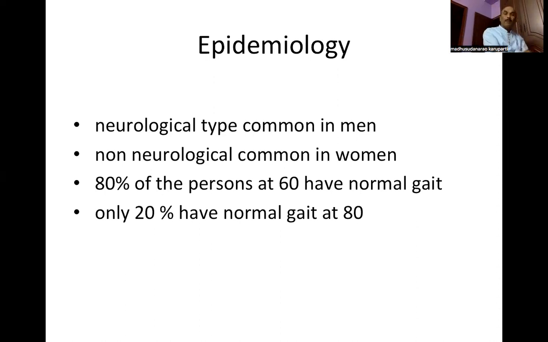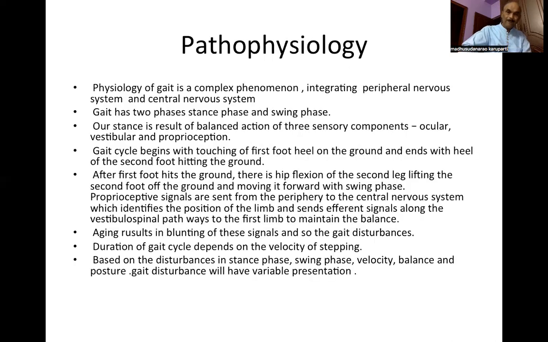Coming to the epidemiology. Neurological type is common in men and non-neurological is common in women. It is said 80% of the persons at 60 have normal gait and only 20% have normal gait at 80. That means the remaining 80% at 80 or beyond are going to suffer from gait disturbance. Well, coming to the pathophysiology. What is gait?